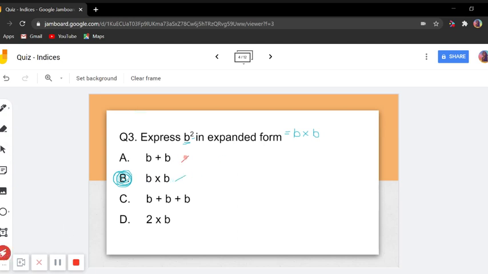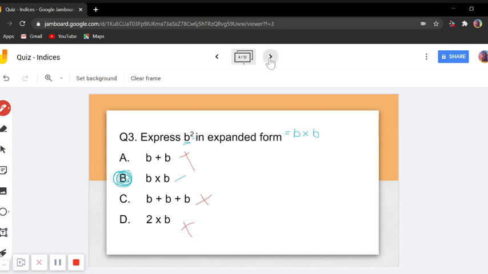The rest are incorrect, because this is a multiplication form, not an addition. So A is incorrect. C, B plus B plus B, this one is also wrong, because this is not an addition, this is multiplication, and the base number here is only 2, not 3. Okay, how about D? 2 multiplied by B. This is wrong, because this would be a different form of index.